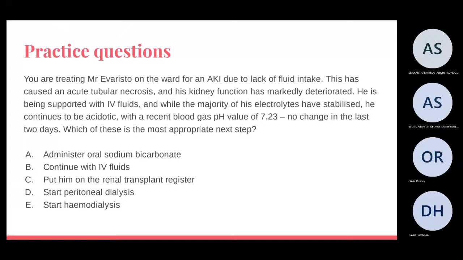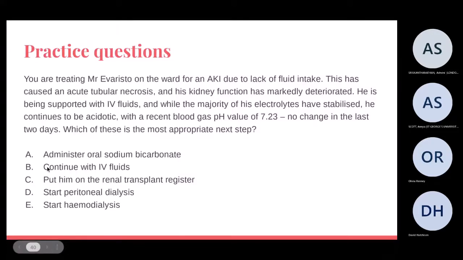Someone has said A, sodium bicarbonate. That does help solve acidosis in some situations. However, in this case, he's been acidotic for several days, unchanging. So at this point, sodium bicarb is unlikely to help. It's probably a bit mean of me including that because it might have been tried at some point, but 2 days later, unlikely to be what's happening.